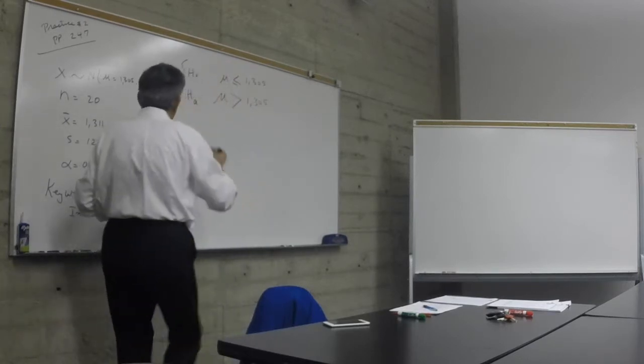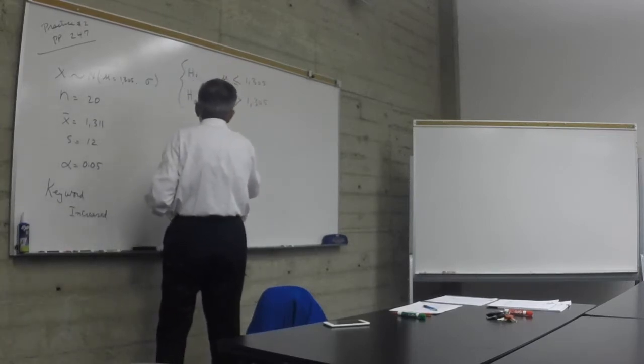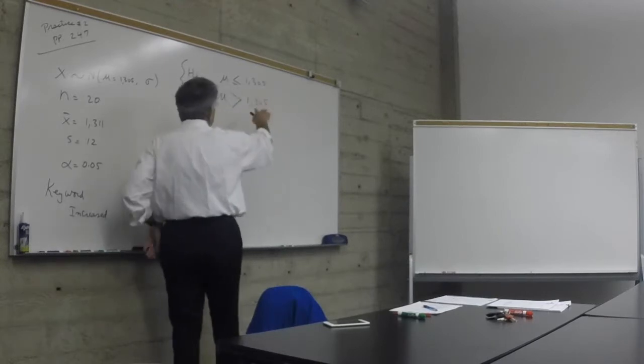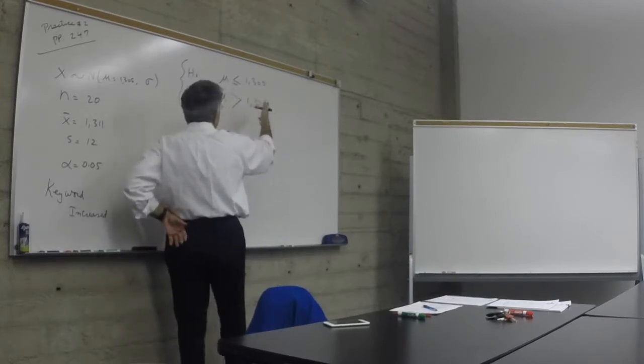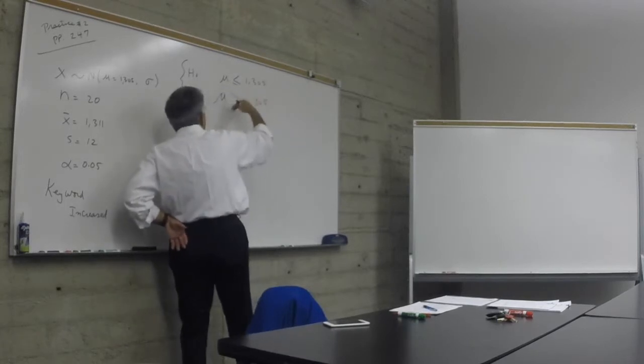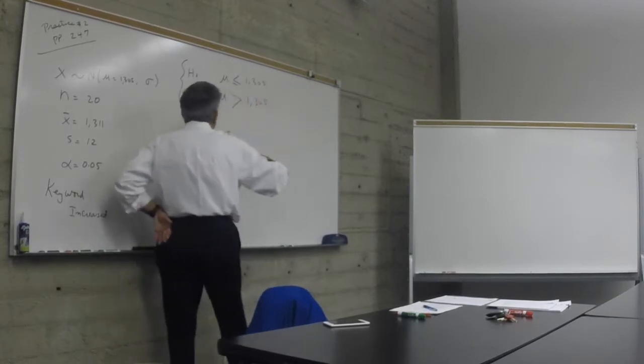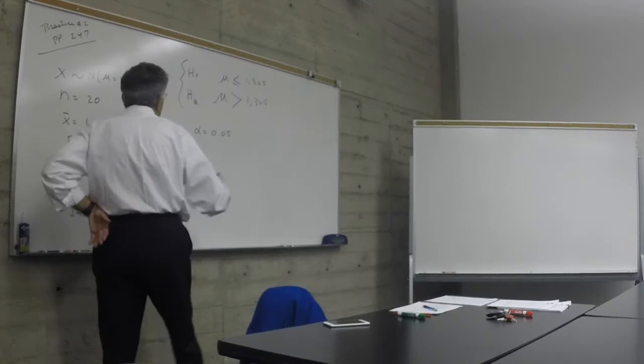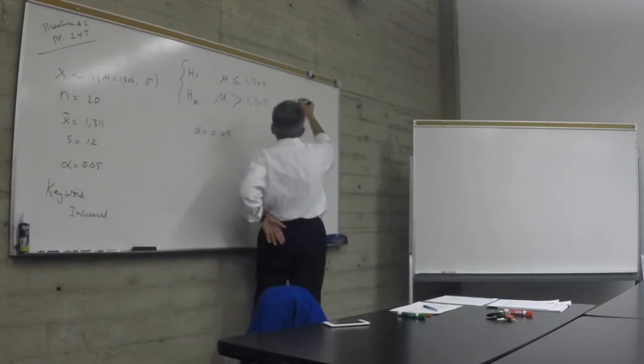Step 2, alpha is 5%. Is this upper tail, lower tail, or two-sided? What is it? Upper tail. Why? Because it's greater than. The direction of the inequality points to the right, to the upper tail. So it's upper tail, one-sided.